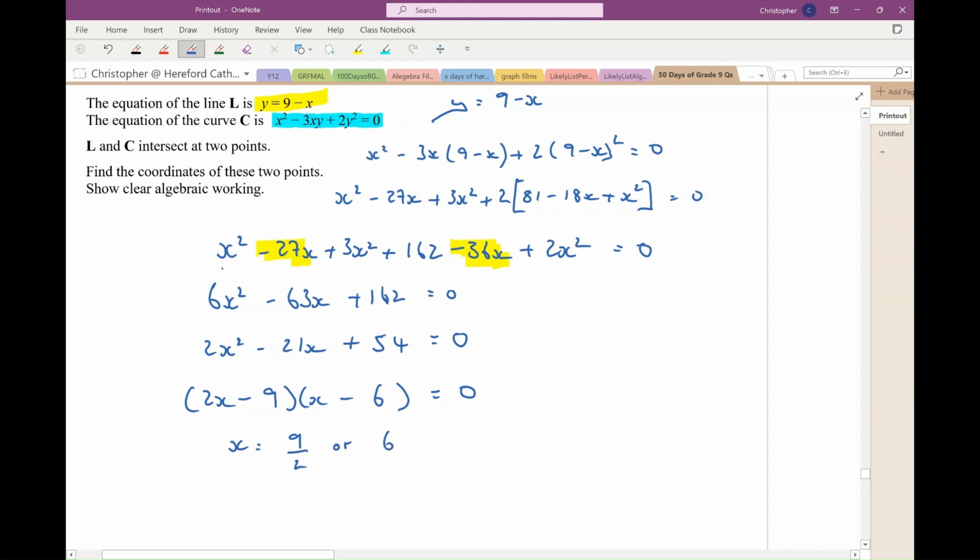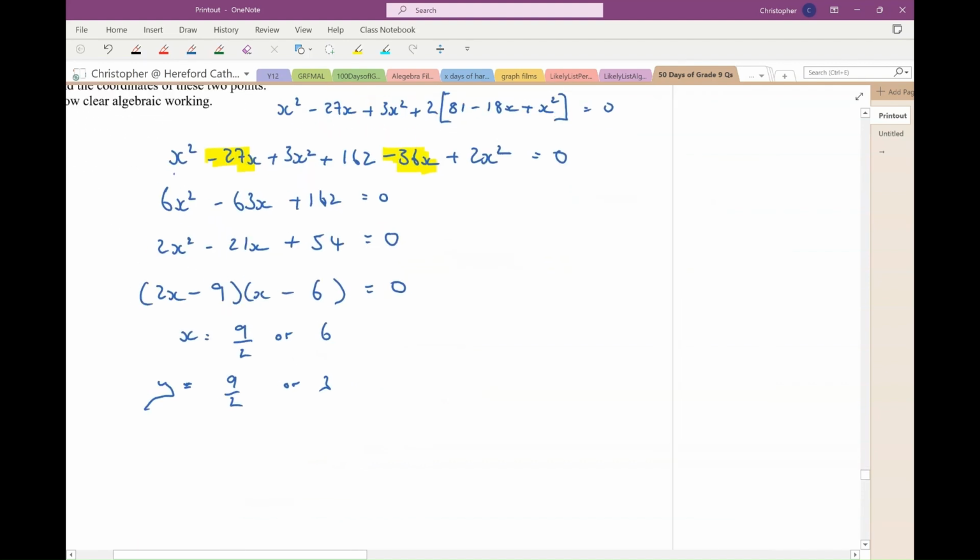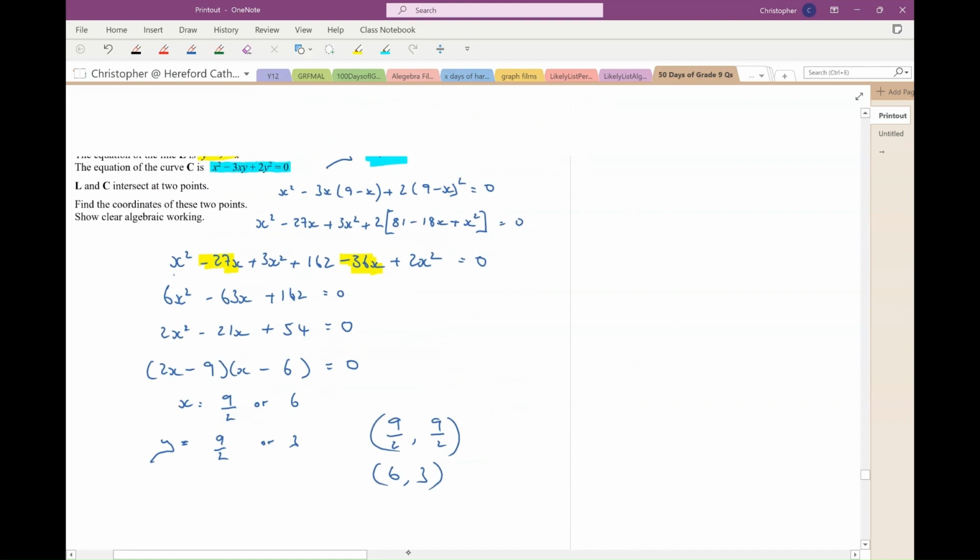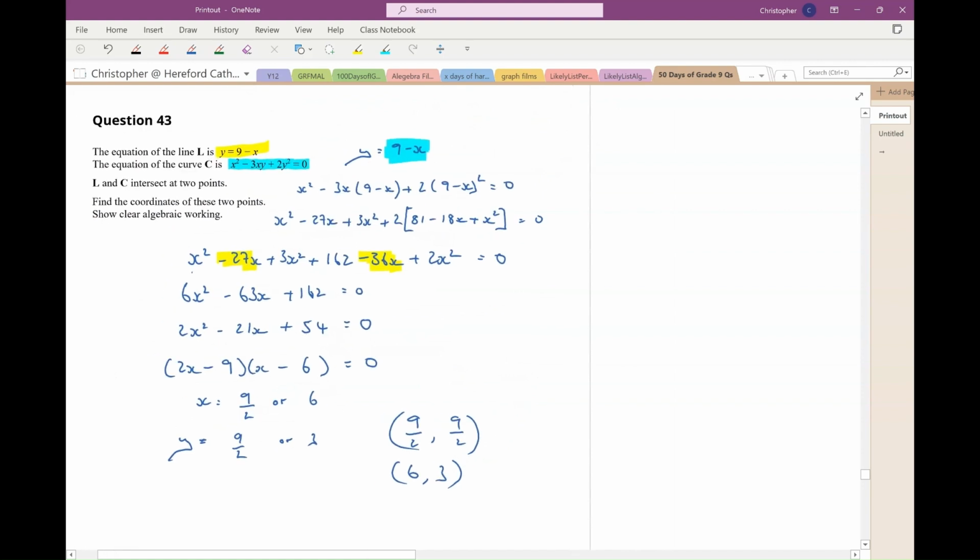Now each of those values for x will have a corresponding value of y, because y is, look at this, 9 take away x. So 9 take away 9 over 2 is just 9 over 2, or 9 take away 6 is 3. So remember that the solutions are pairs of coordinates. So one of my solutions is 9 over 2, 9 over 2, and the other solution is 6, 3. And that is my solution for question 43.